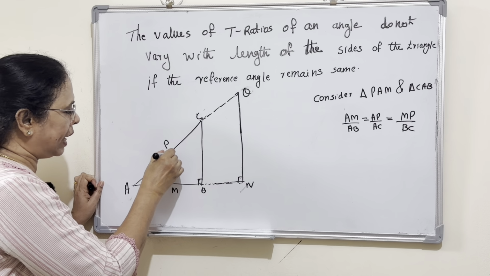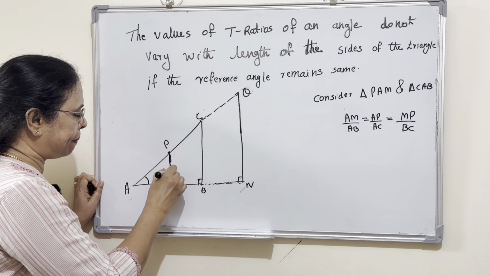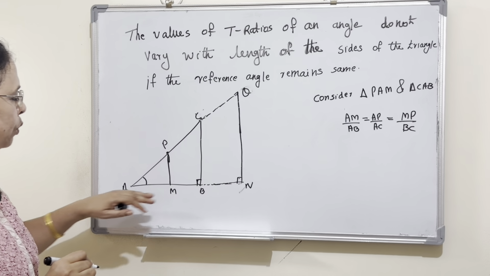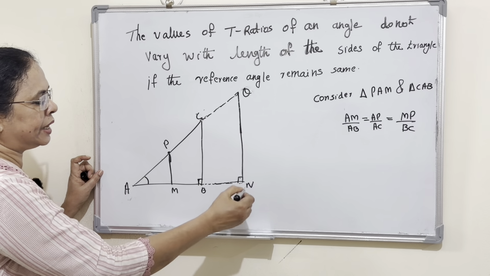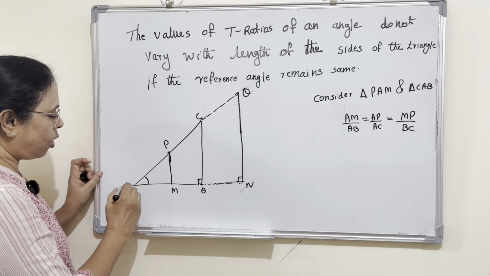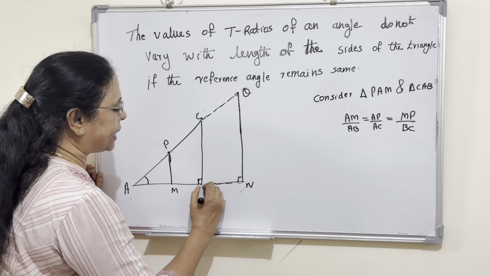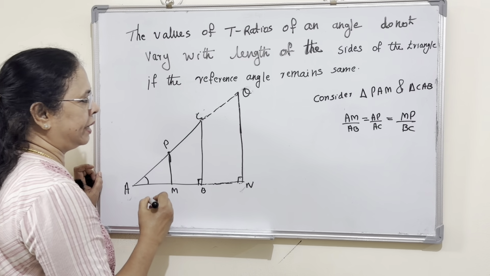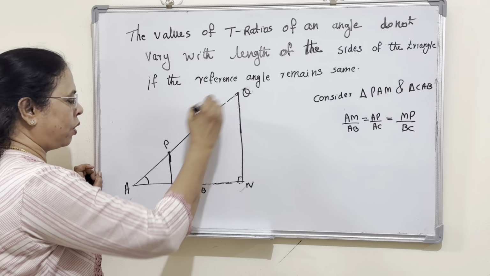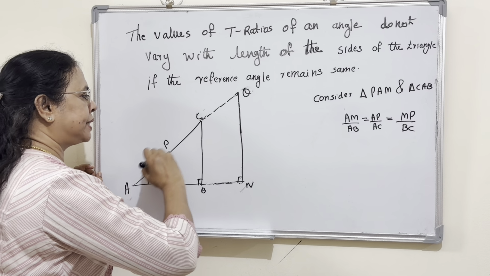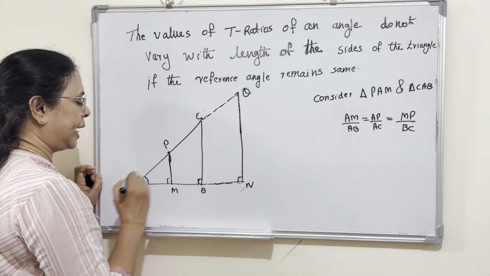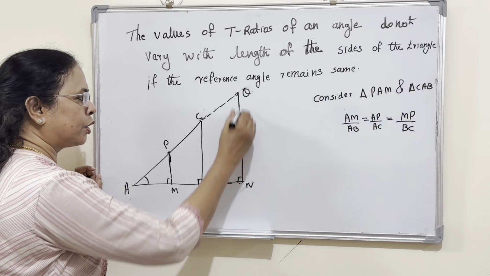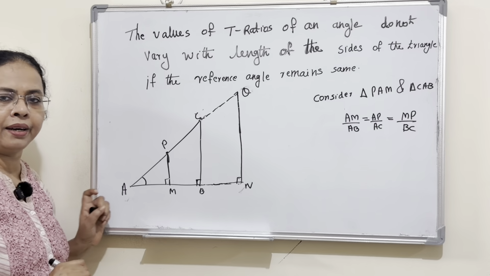First perpendicular PM. PM is a perpendicular I am dropping to the side AB, and QN is a perpendicular I am dropping to the side AB extended to N. This Q point I took by extending the side AC. So this PM is 90 degree, QN also 90 degree.